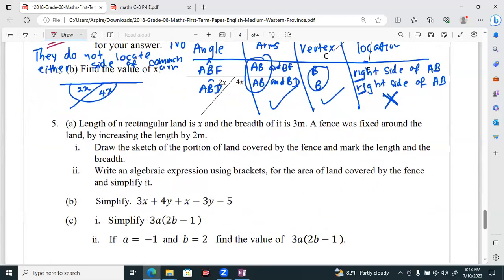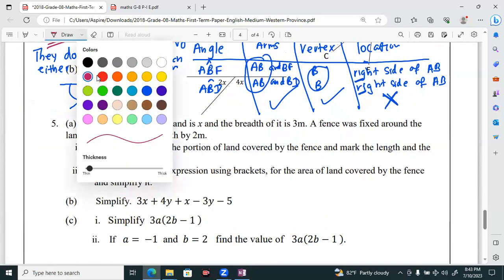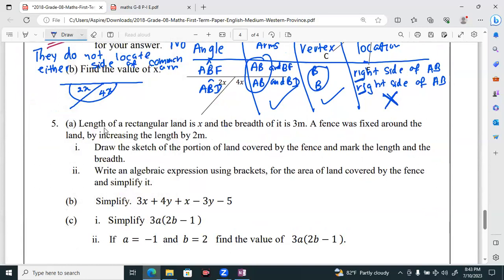Let's move to the fifth question. The first one is based on constructing algebraic expressions. The length of a rectangular land is x and the breadth of it is 3 meters. If we indicate this on a diagram, length is x, breadth is 3. A fence was fixed around the land by increasing the length by 2 meters.